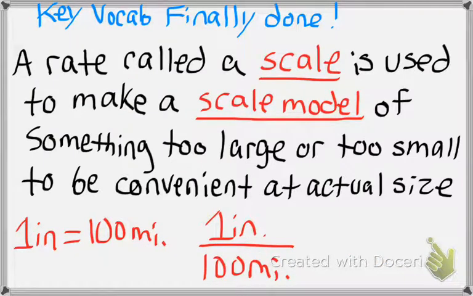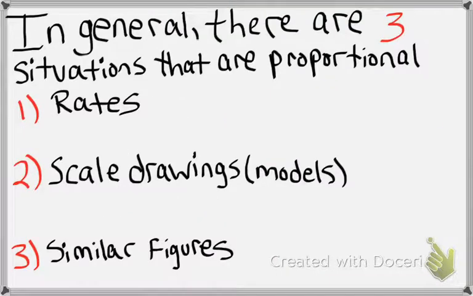Now, our last vocabulary, I'll come back to this one actually. Let's first talk about this. In general, there are 3 situations that are proportional, meaning things that we use proportions to solve. And again, these should definitely sound familiar from Chapter 4 from last year. And I keep saying that because I want to remind you, if you need more help with some of these skills, please take it upon yourself to check out those Chapter 4 videos from our 7th grade math section of the channel.